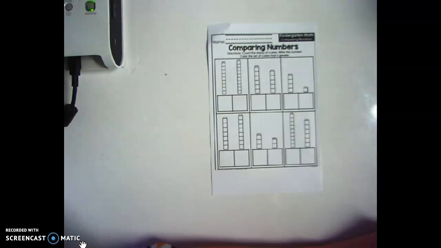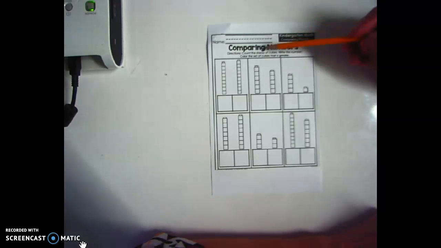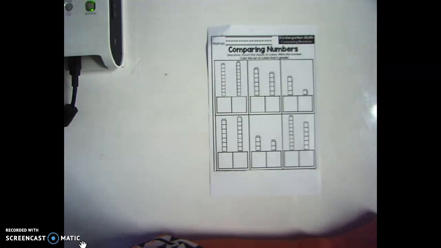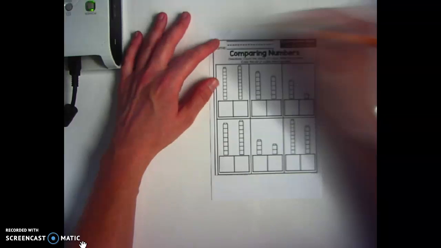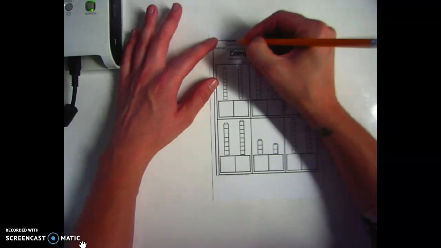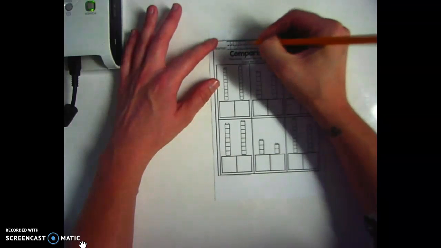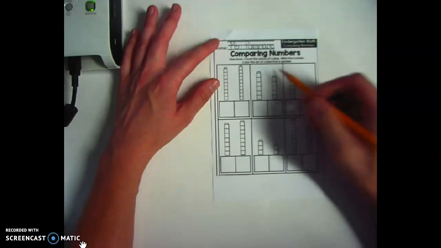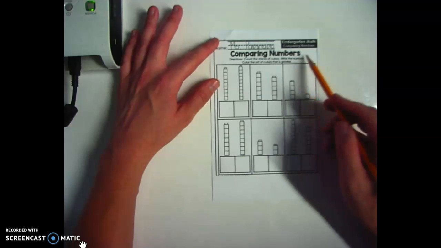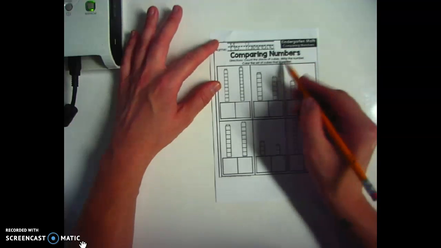Hi friends, for our math journal activity today, we're going to do comparing numbers. Now, we did a math journal like this the other day, but the directions are just a little bit different. So the first thing I do is always the same. Look at the top and write my name. Now let's go over these directions together. Count the stacks of cubes, write the number, color the set of cubes that is greater.